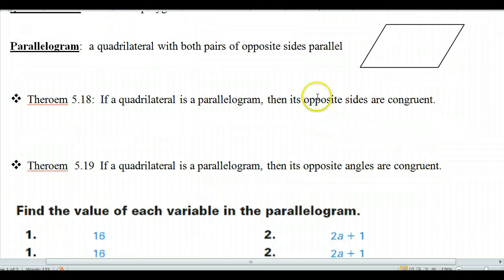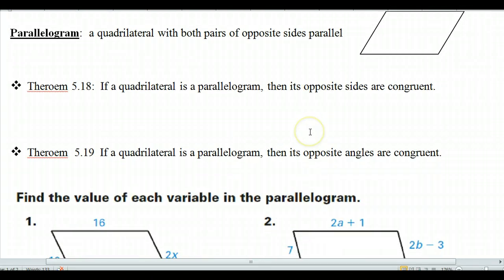Okay? Now, here are your first properties of a parallelogram. At the end of the day, we're going to have four of them. Today I'm going to teach you four special properties of a parallelogram. So watch out for them. So here's the first one. If it's a parallelogram, then the opposite sides are congruent.